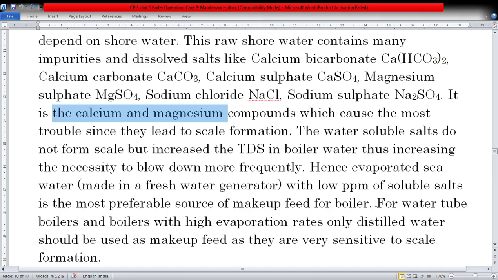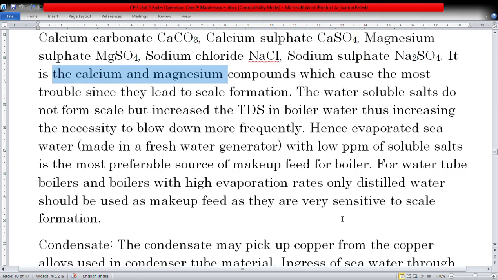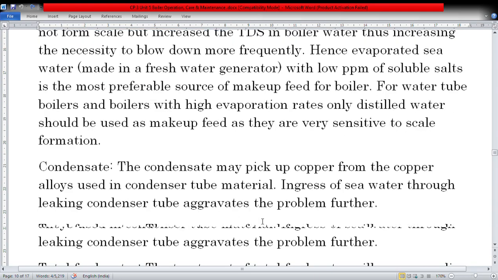that is the most preferred way for what type of ship? For ships which are doing coastal voyages, which depend on the shore side for their water. For water tube boilers and boilers with high evaporation rate, only distilled water should be used as makeup feed, as they are very sensitive to scale formation.